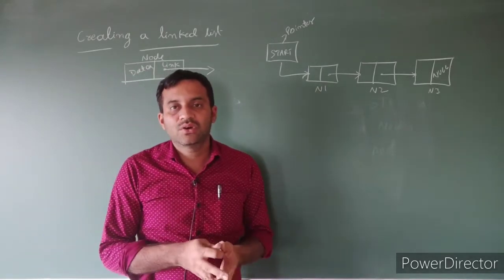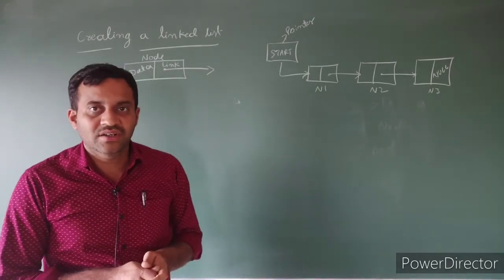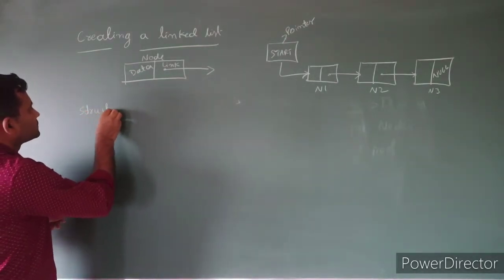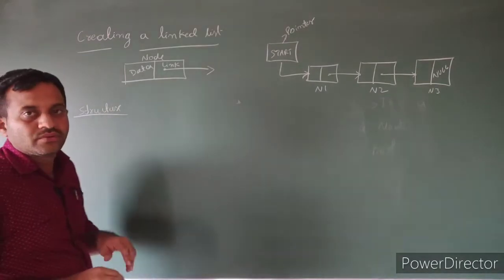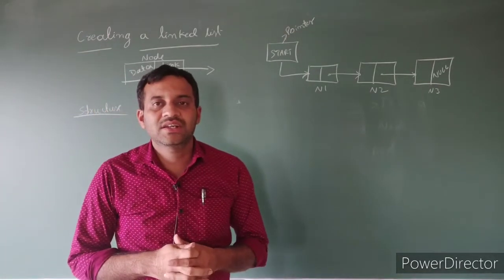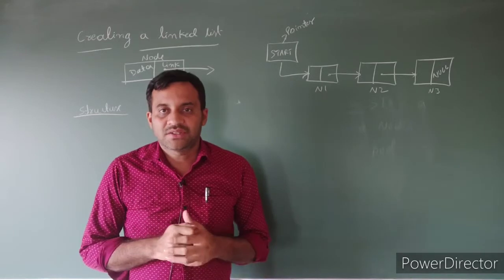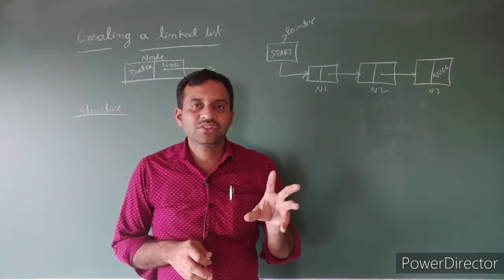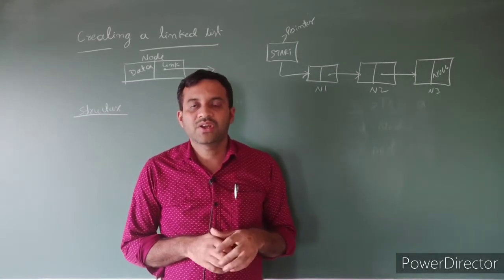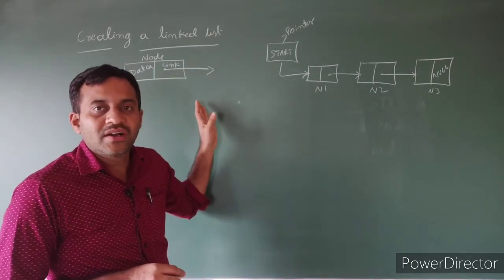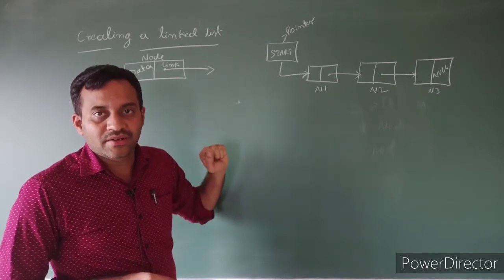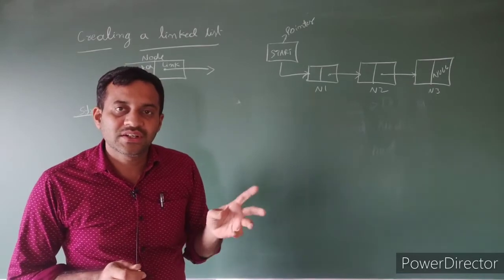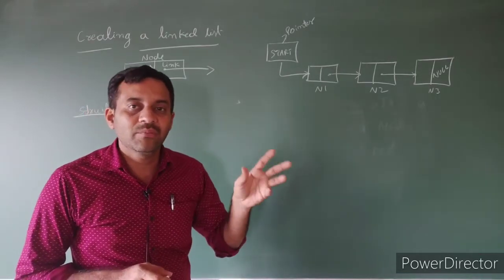So to create a node, we use the structure. Already we know the structure. Structure is a collection of elements. It is in the heterogeneous form because here we combine both data and pointer. Both are in different data types. Heterogeneous means both are in different data types but share the same name.